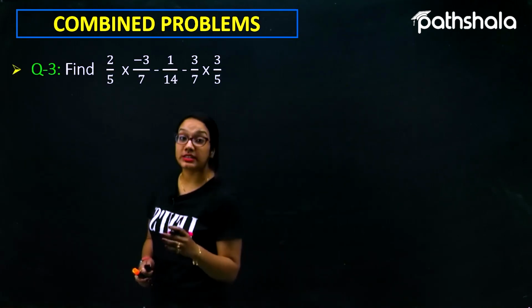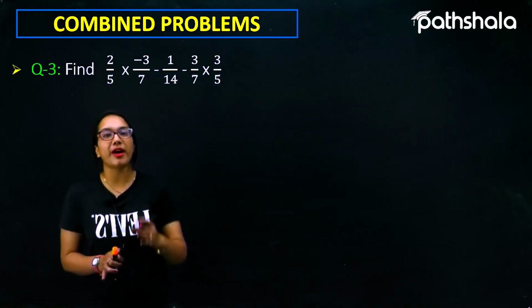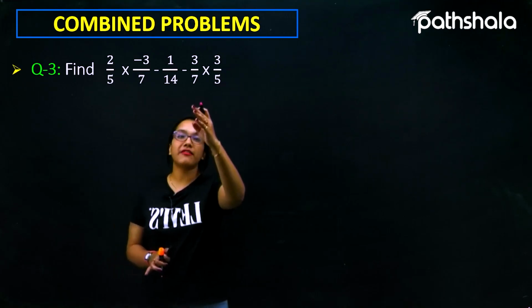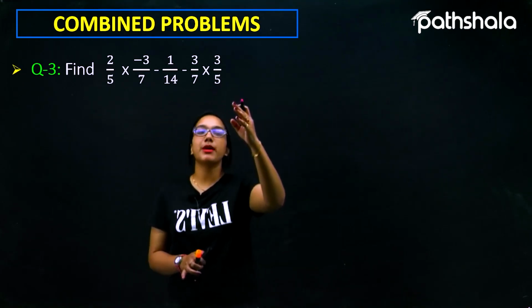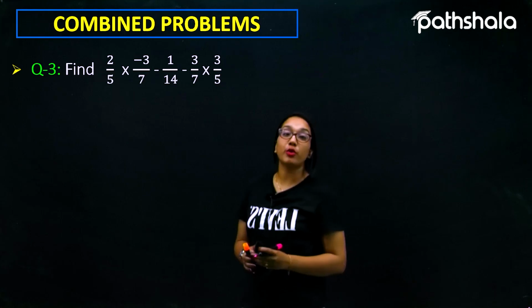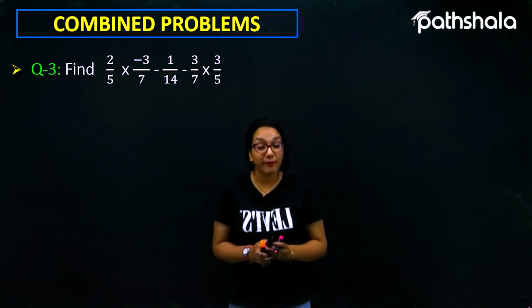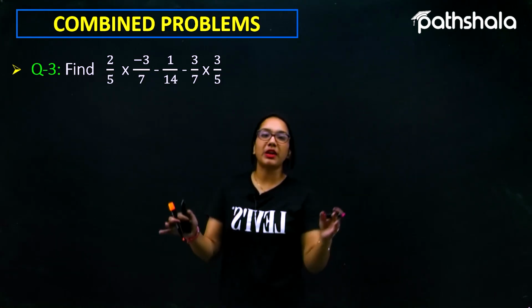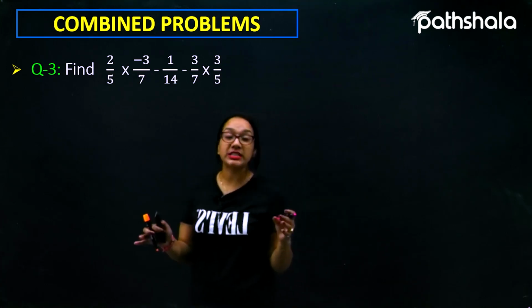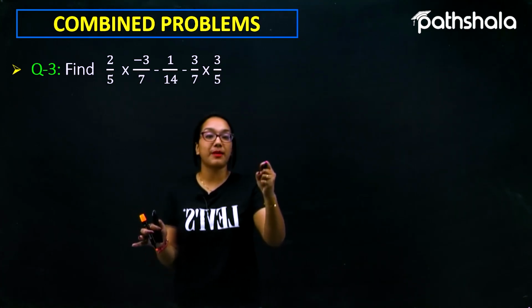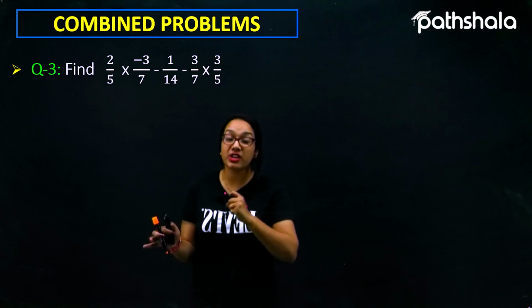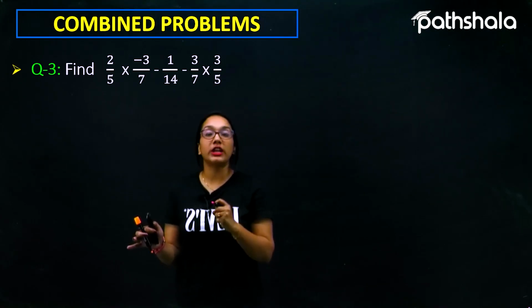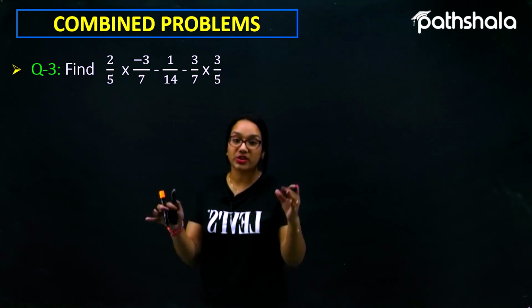Question number 3 says find the value of 2 by 5 into minus 3 by 7 minus 1 by 14 minus 3 by 7 into 3 by 5. Before solving this question, we have to see whether there is something common between the fractions. If there is, then we have to rearrange it using the commutative or the associative property. So let's start.